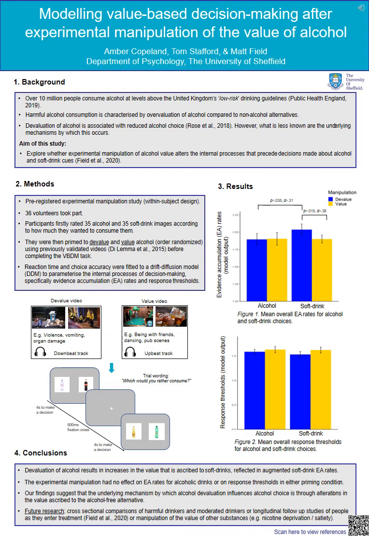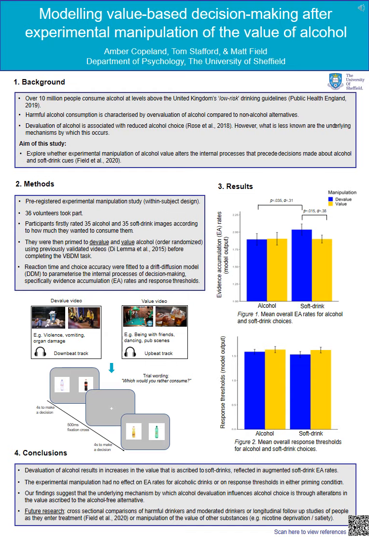We focused on evidence accumulation rates, which reflect the strength of value evidence accumulation, and response thresholds, which reflect response caution. We then used t-tests to explore whether there were any significant differences in the recovered decision parameters across priming conditions.